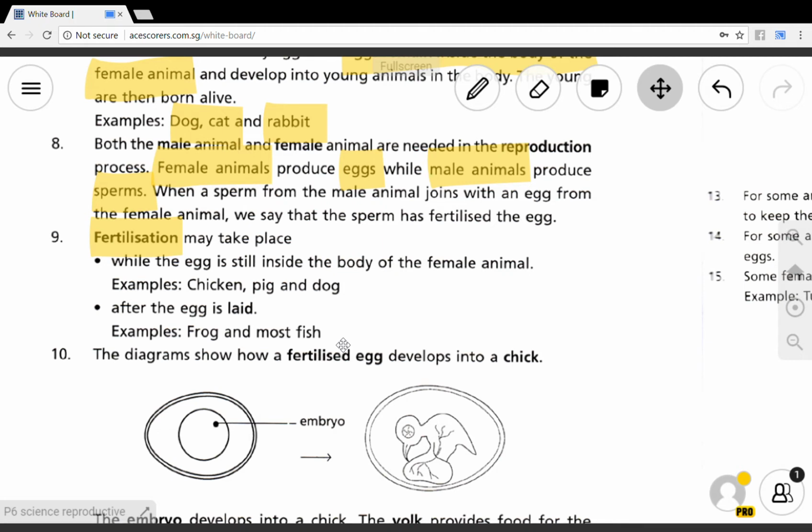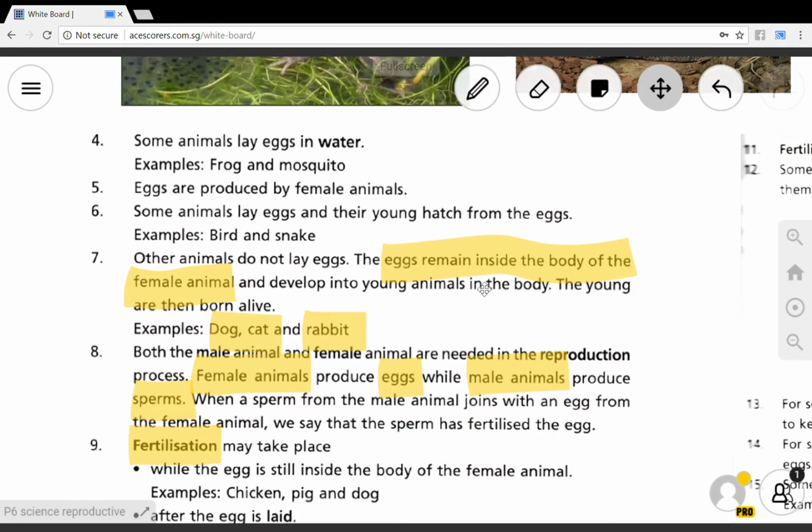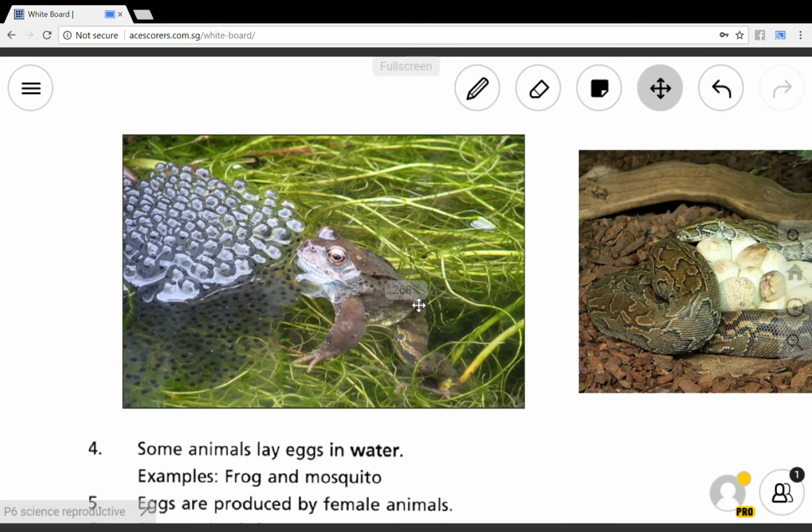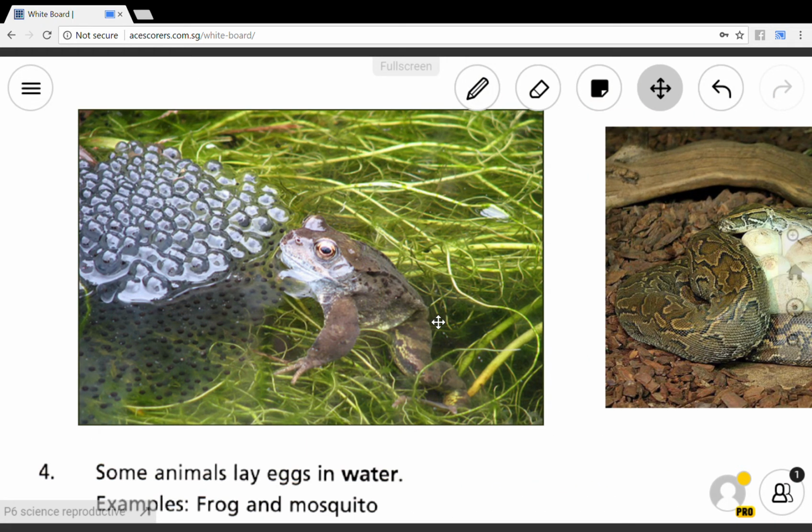For example, just now we saw the picture of the frog. The female will lay the eggs outside, eggs everywhere. Then the male will come and fertilize the eggs. It's not like mammals.